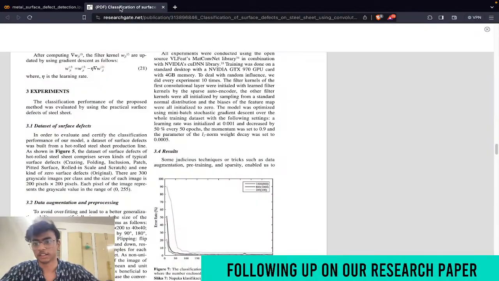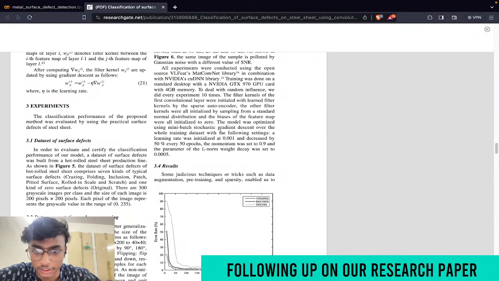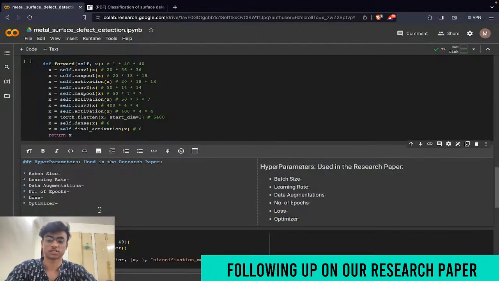They have used decay learning rate. So here they have mentioned it. The model was optimized using mini batch stochastic gradient descent. So okay, we get data on the optimizer too. They have used the SGD optimizer.